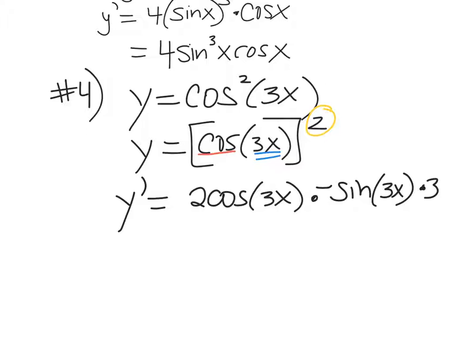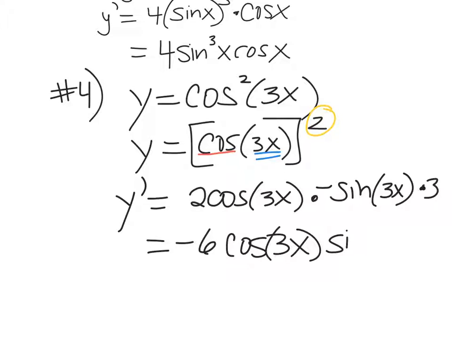And then go ahead and simplify everything. So I've got a 2 times a negative times a 3. It's all linked. It's just chain rule. It's like a chain, and it's all linked together. It's all multiplication. So this is negative 6 cosine 3x sine 3x. And that's your answer.